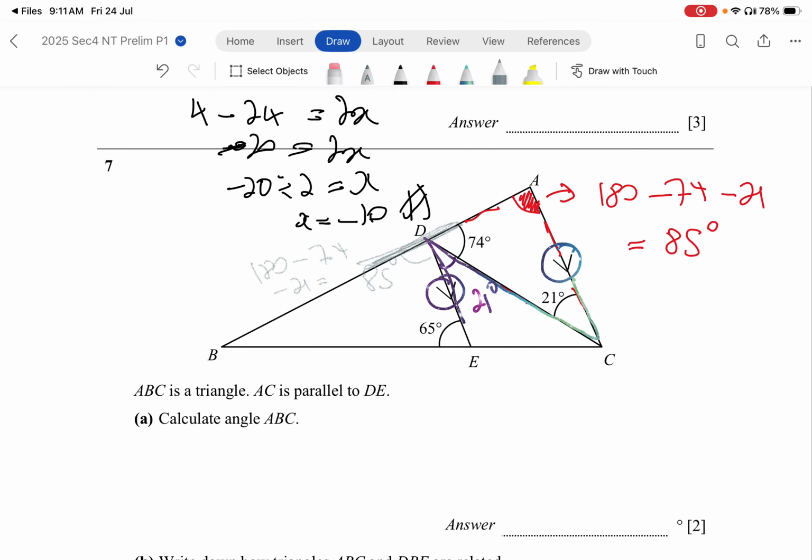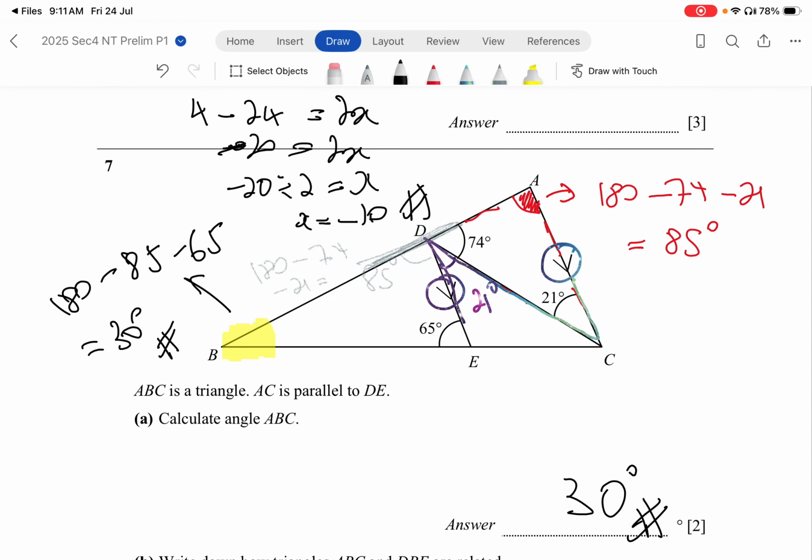You see on this part. So if I want ABC, which is here, ABC is here. So this angle here will be 180 minus 85 minus 65. It should be 30 degrees. ABC is just 30 degrees. That's all. Okay for this.